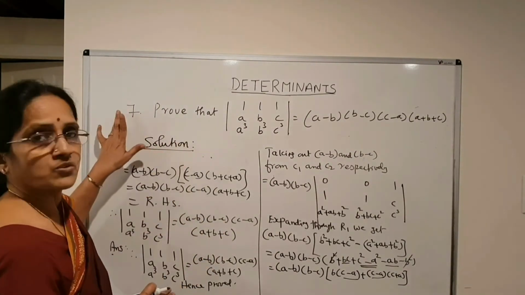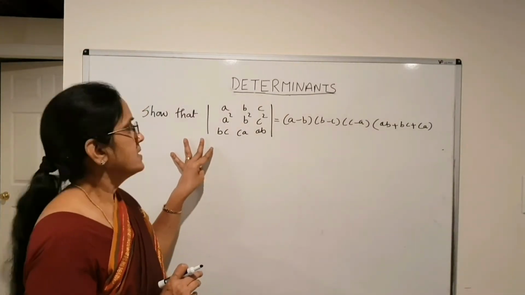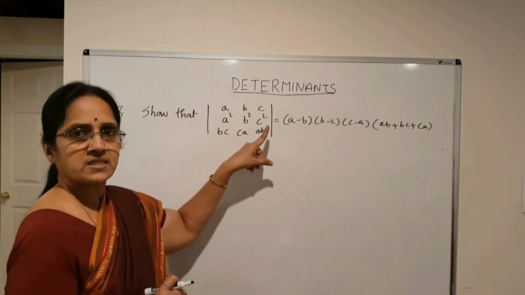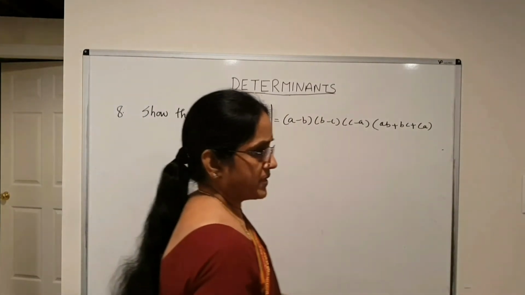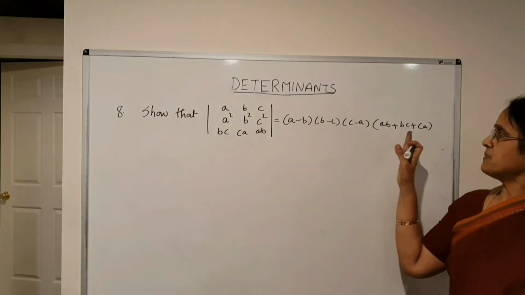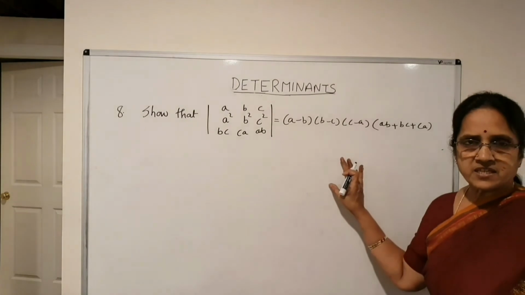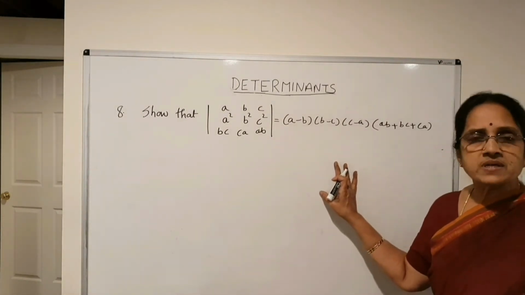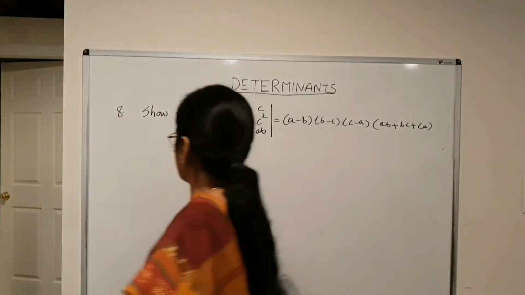Now, let us move on to question number 8. Here, using the properties of determinants, we need to show that the determinant A, B, C, A square, B square, C square, BC, CA, AB is equal to A minus B into B minus C into C minus A into AB plus BC plus CA. This question is taken from the NCERT textbook. Also in 2011 and 2013, the same question was asked in the board examination. Let's do it now. Solution.